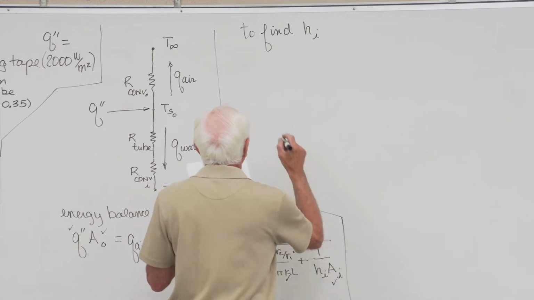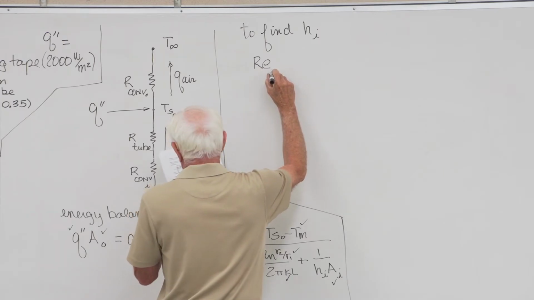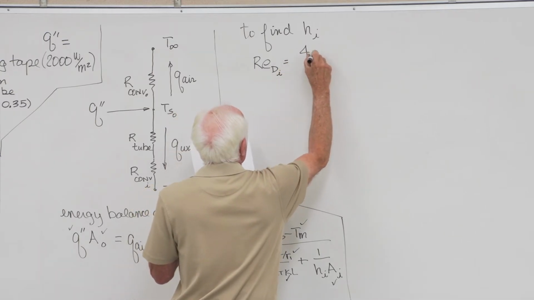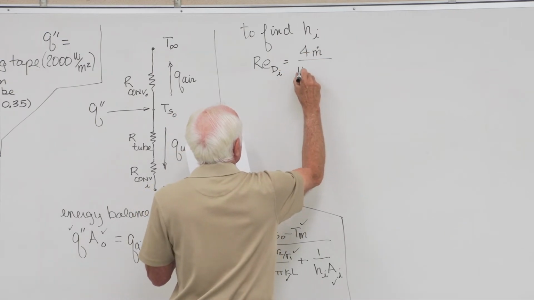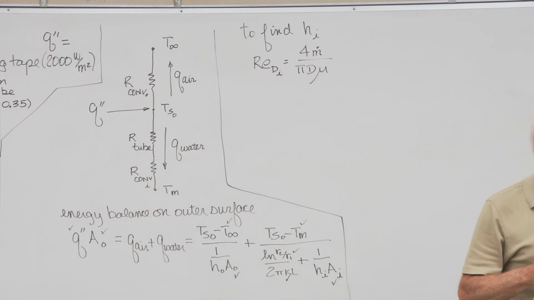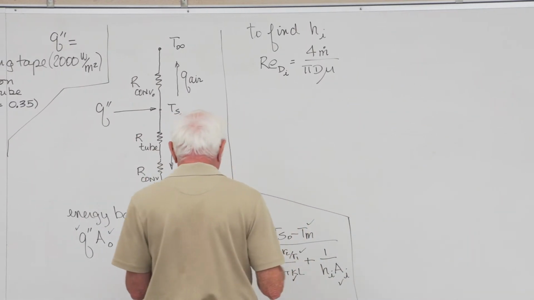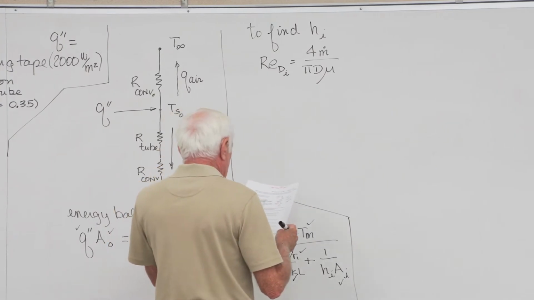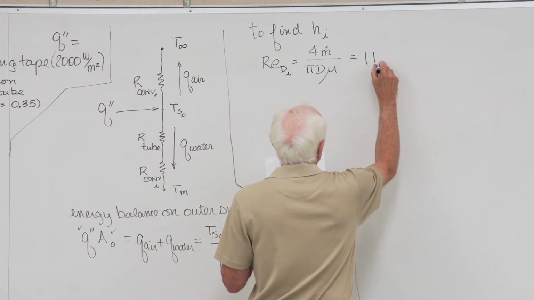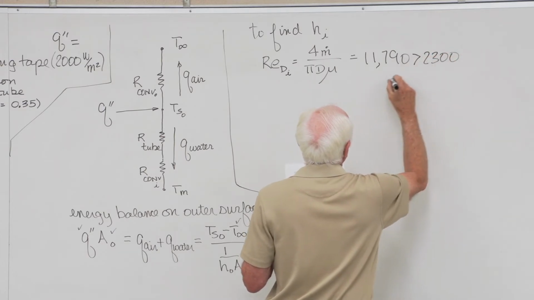Okay, Reynolds number on the inside. We'll make that Reynolds D inside, 4 m dot over pi D mu. Properties at what temperature? The inside temperature of the water, 290 K. Okay, the Reynolds number then, I put the numbers in, 11,790. Greater than 2,300, turbulent flow.